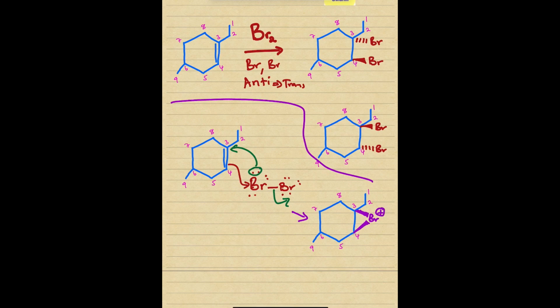At the same time, you still have the other Br minus hanging around, the one that broke off, and that now is going to attack and open the Br plus from the back. So you open up the bromonium ion intermediate, and now you get a Br on carbon number 4, and the other Br adds from the back, and you end up with that as a product. And that's similar to what we have here.